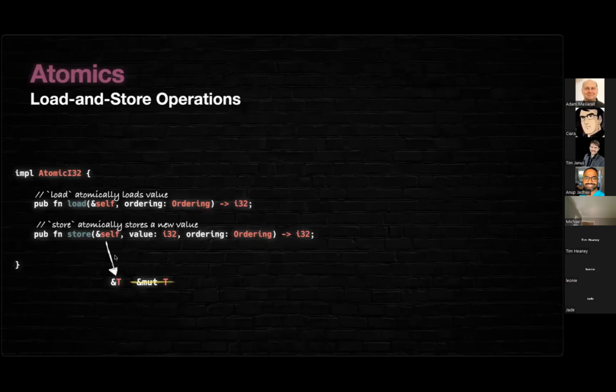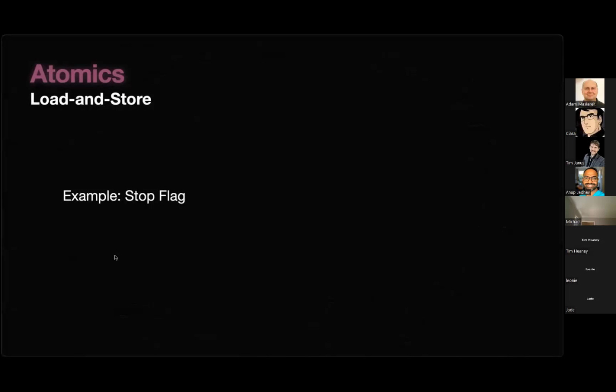Again, the reason is interior mutability. We talked about that earlier. But another reason is that the compiler generates special instructions that make it safe for multiple threads to access the value at the same time. Let's look at some examples to understand these two operations. Now, the first example uses an AtomicBool for a stop flag. This flag is used to inform other threads to stop running.